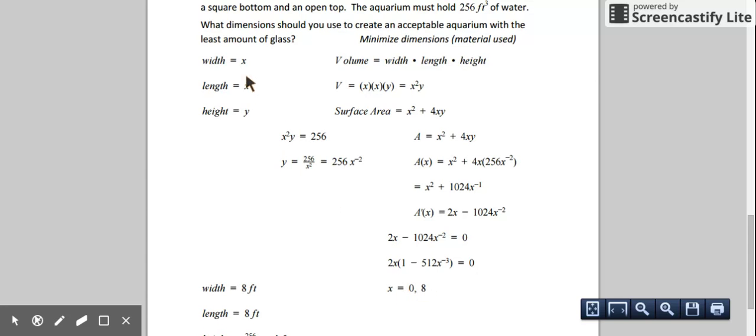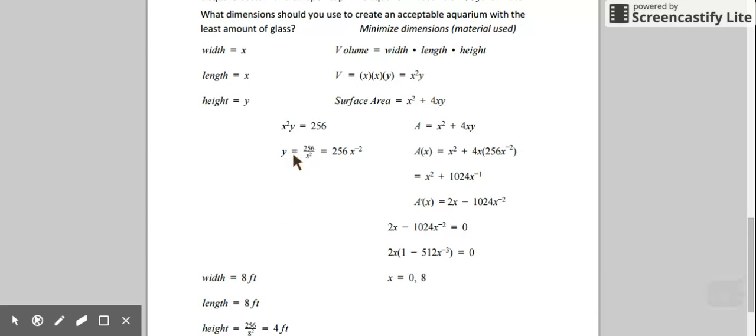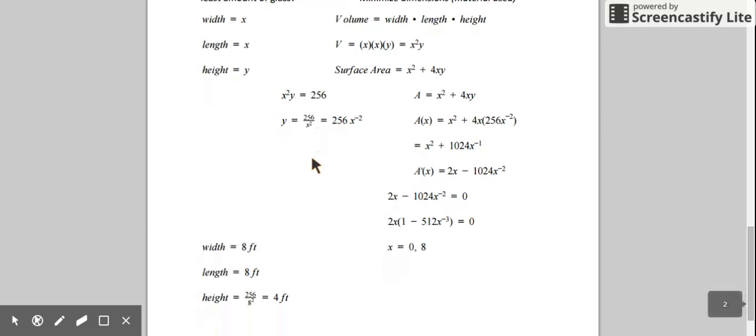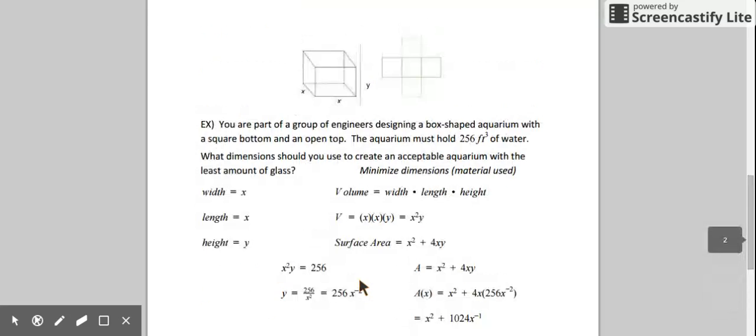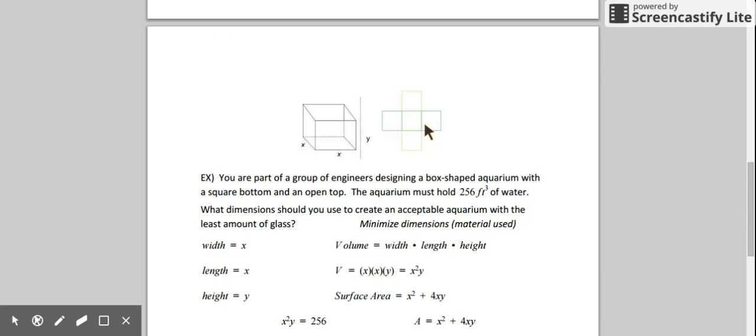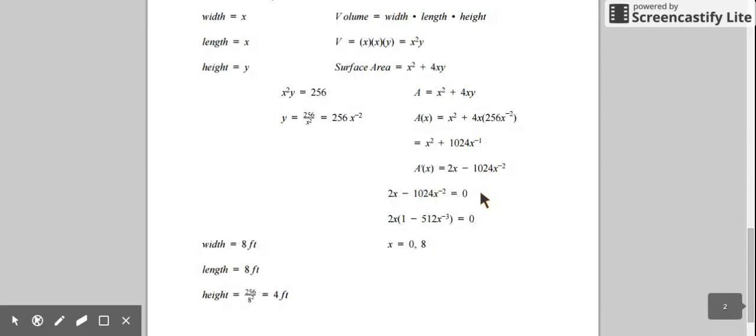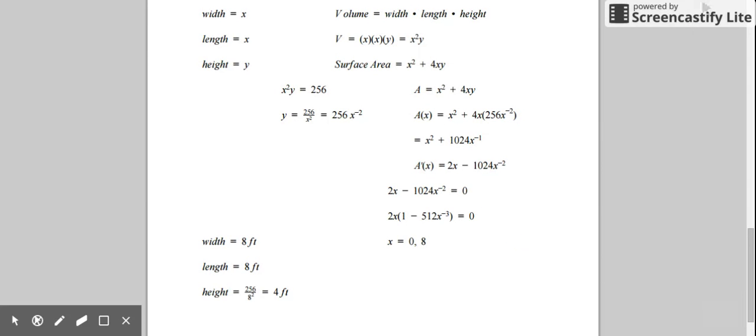So if x is 8, then that means the width is 8 and the length is 8 because we have a square base. And I have a formula right here to solve for y. So if I plug in 8 for x here and solve, then the height is 4 feet. So we got the dimensions of our aquarium. We want an 8 by 8 base with a height of 4. And that will be the least amount of surface area or least amount of material that will give us this volume of water. So there's some examples involving optimizing an open top box.